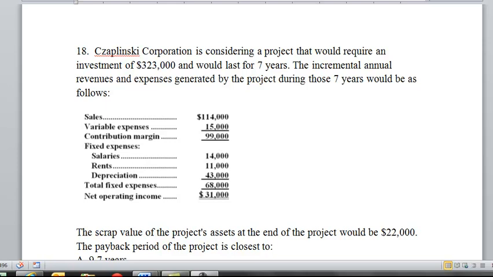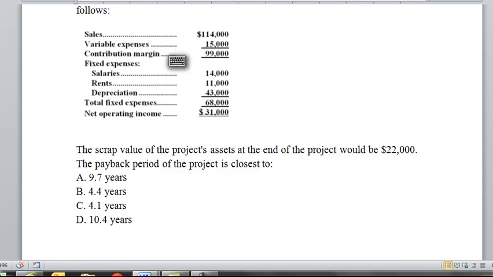And you can see here we have an income statement, and we see that we have net operating income of $31,000. Now remember, this income statement is prepared on the accrual basis, so it shows depreciation expense here. The scrap value of the project's assets at the end of the project would be $22,000. The payback period of the project is closest to.